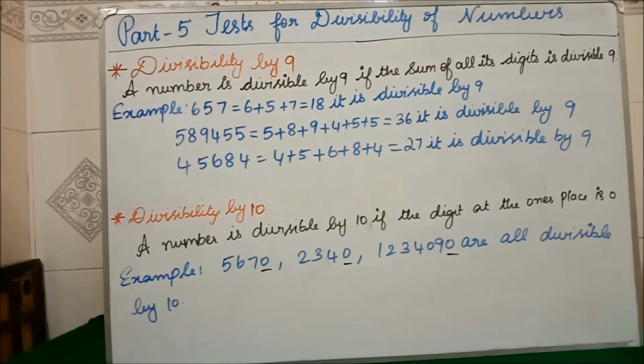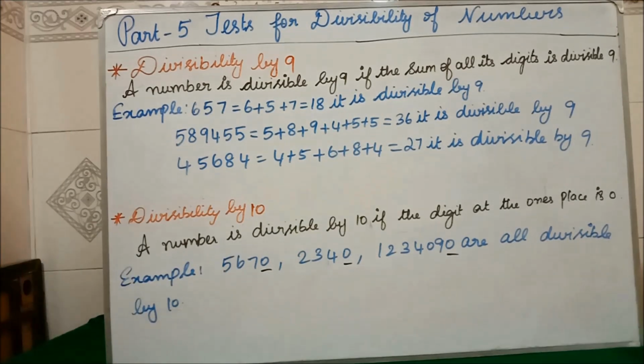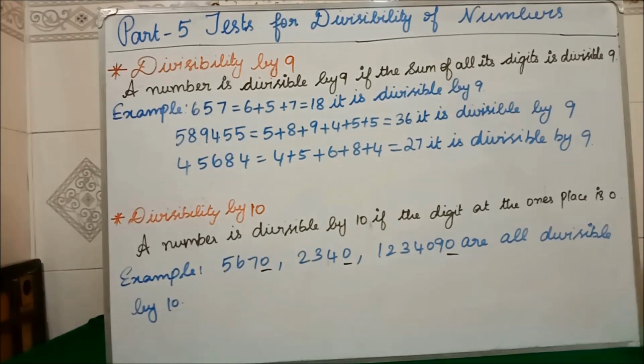For 10, we all know the last digit should be 0. A number is divisible by 10 if the digit at the ones place is 0. Clear? If a number is divisible by 10, the last digit should be what? 0. 5,670. See, the last digit is 0. Then it is divisible by 10. Similarly, 2,340. The last digit is 0. Then it is divisible by 10. For the divisibility by 10 condition, you have to see 0 at the unit place. What is the divisibility condition for 5? The last digit should be either 0 or 5. Clear, all of you? Clear?